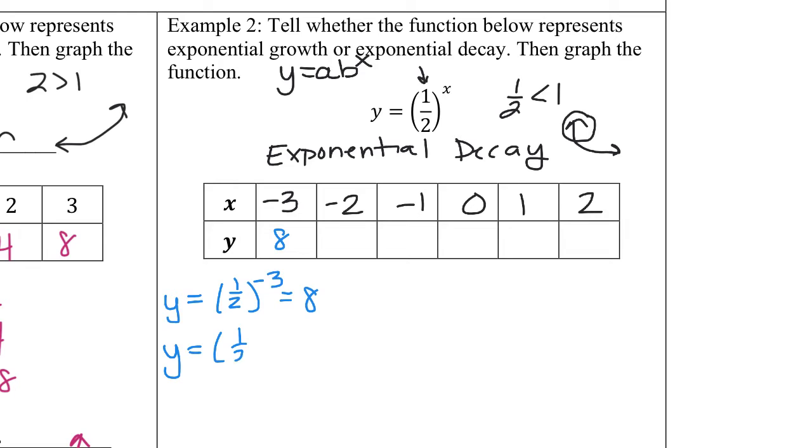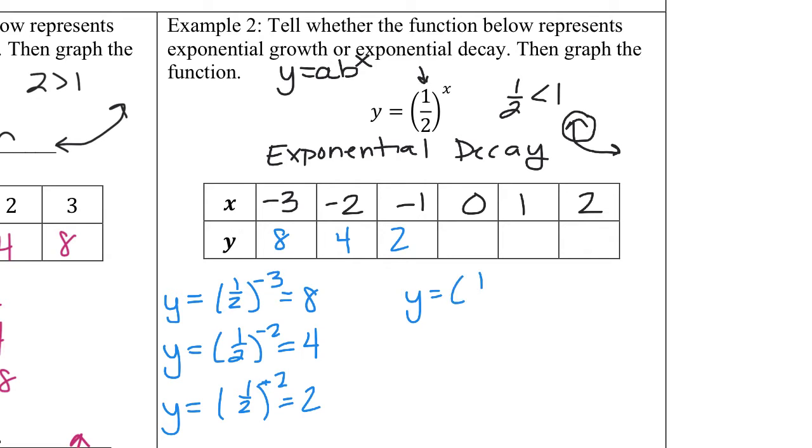Y equals 1/2 to the negative 2, which is going to give us 4. If you notice, this is just the opposite of the other table. That's not always the case, though. If I had done something like maybe 1/3 to the x, that's going to give us different values.